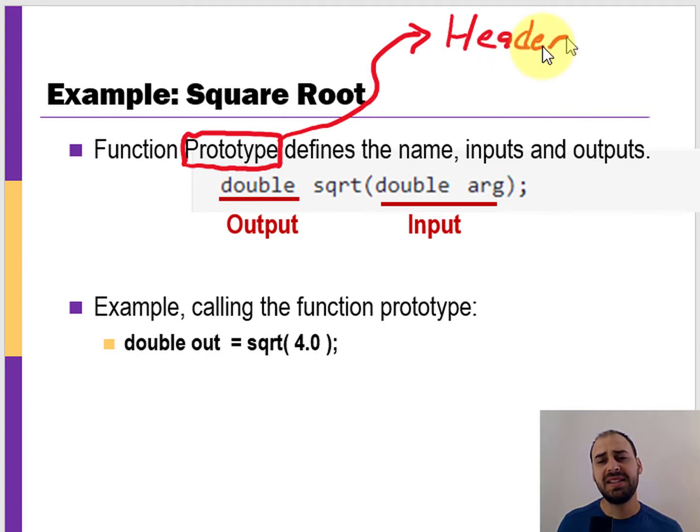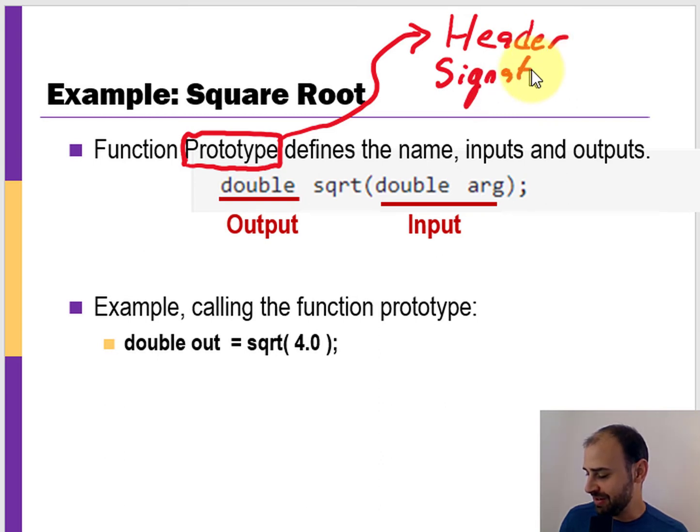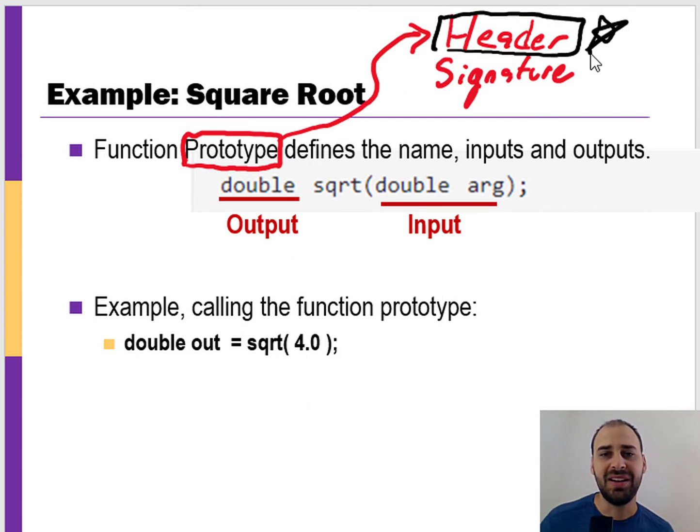and sometimes you often hear it called a signature. I think I will stick with the term header, because it's a little bit easier to connect with some other concept that we'll see later on. But if you see it written as prototype or written that way, we're really referring to the same thing.